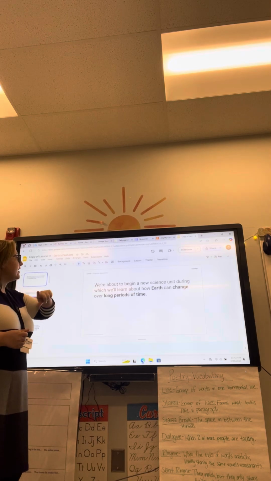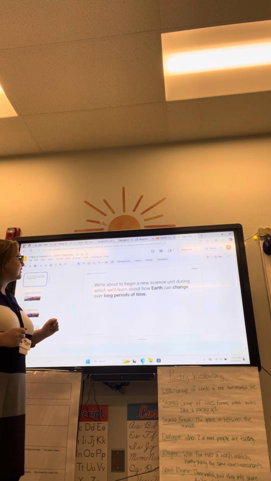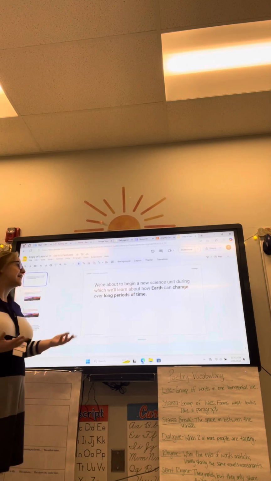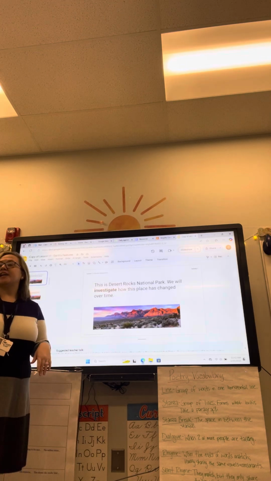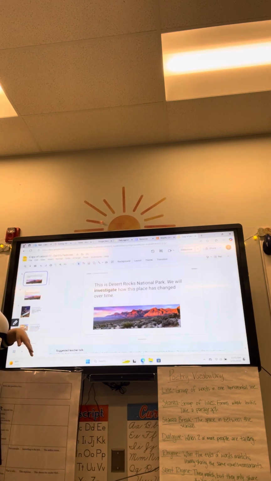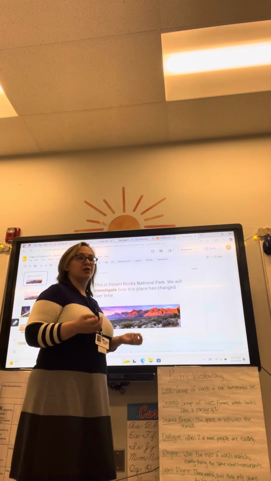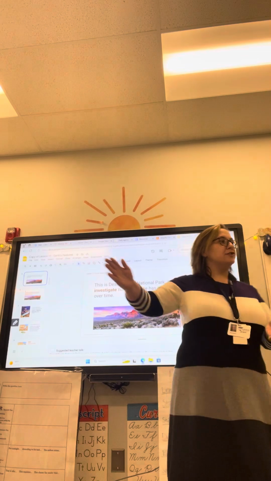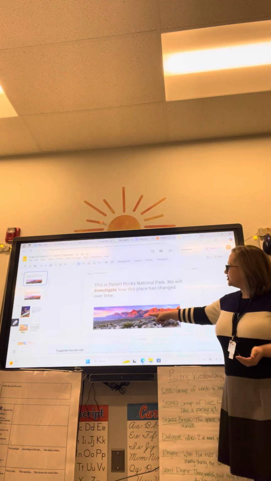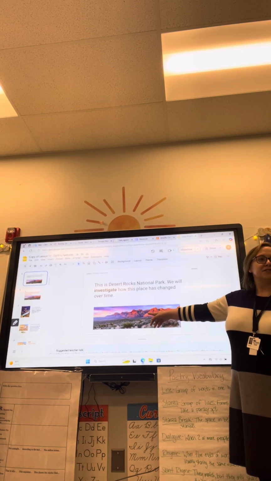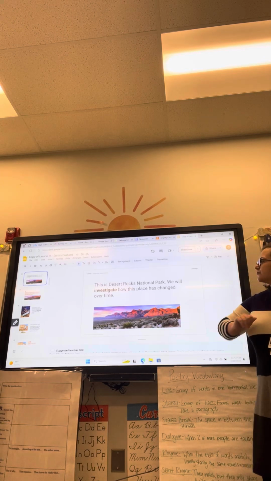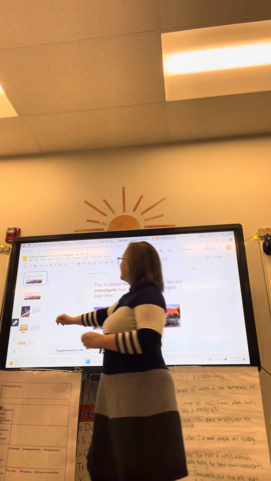So we're about to begin a new science unit during which we'll learn about how Earth can change over long periods of time. So the Earth does not stay the same, it does change. This is Desert Rocks National Park. We will investigate how this place has changed over time. So this is the place we are trying to figure out a question to. The thing that we're trying to investigate, the thing that we're trying to find answers about is this place. It's called Desert Rocks National Park.